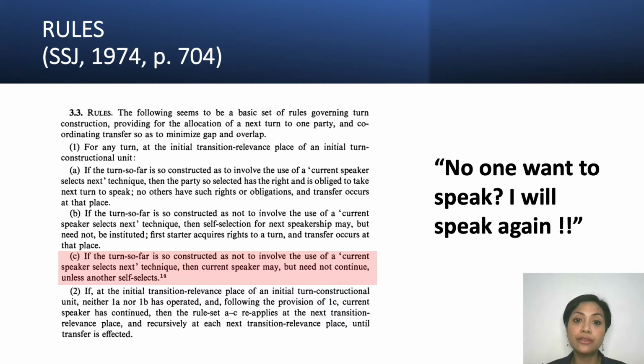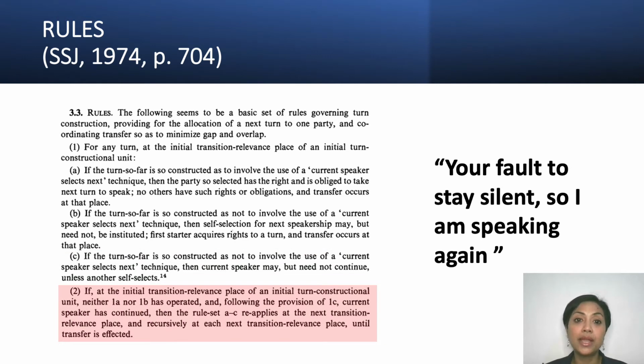So in short, the 3 subset rules for Rule 1 say a current speaker may give the power to speak next to another speaker, and if that doesn't happen, anyone can take the floor, including the current speaker. Now, Rule 2. Rule 2 basically says if the current speaker continues to speak, Rule 1A, B, C apply again. Pretty simple, right? So that's our first pass.